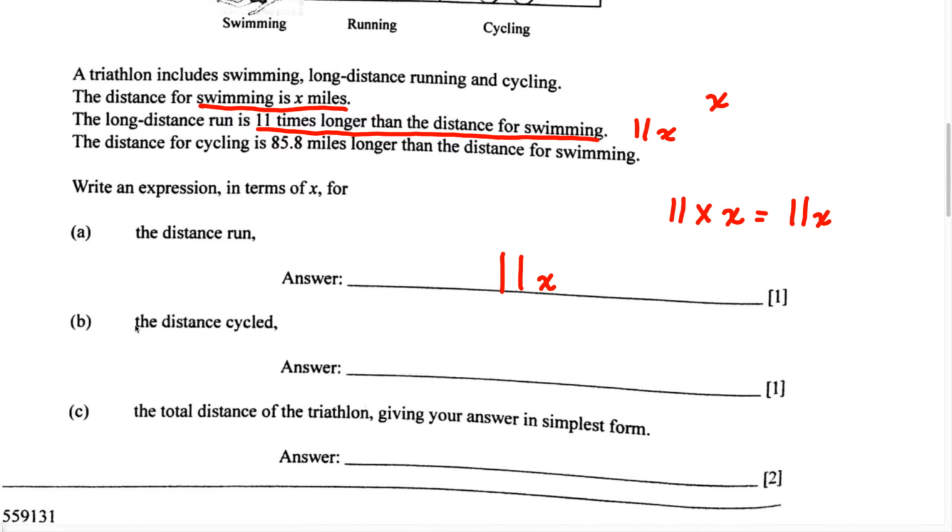Now for part B, it says the distance cycled. The distance for cycling is 85.8 miles longer than the distance for swimming. So if we look at this, we can see we have 85.8 miles longer than the distance for swimming. And we know swimming can be represented by X miles. Therefore, we can write this as X plus 85.8. If you write 85.8 plus X, the answer is still correct.